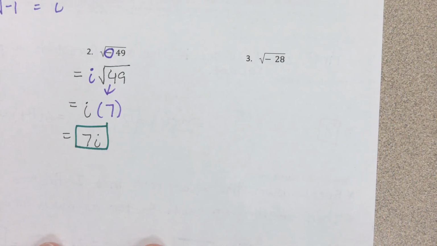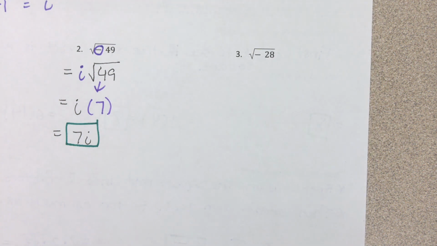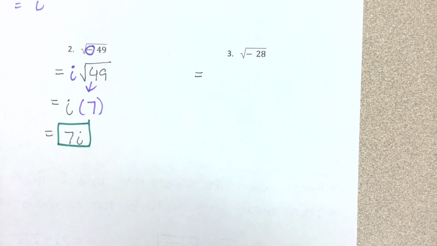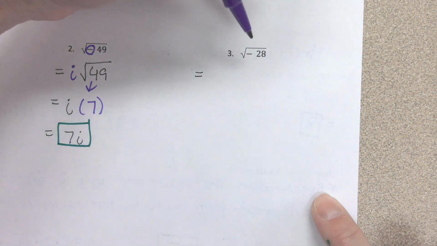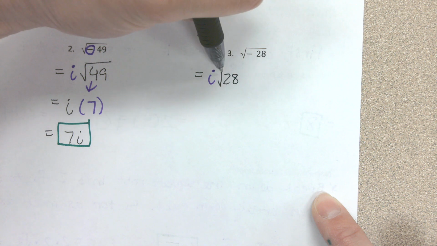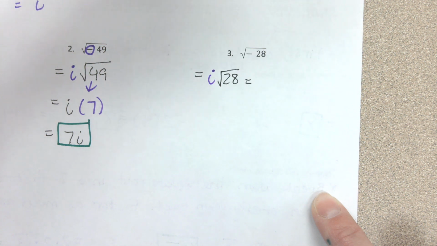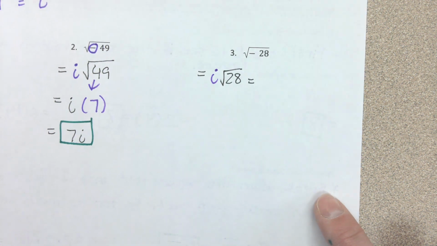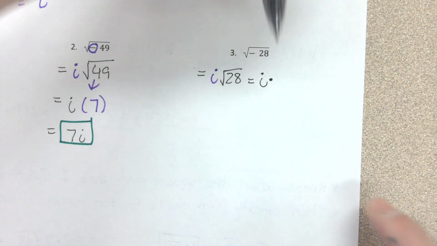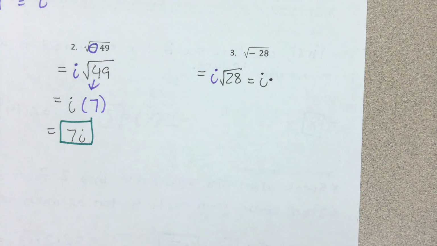Number 3, 28, not a perfect square. Let's take a look at that. Whenever you go to start these problems, first thing you'll do is take the negative out and call it i. If you don't, it's a very easy way to forget the i in your answer. So let's rewrite that as i square root of 28 equals. Then let's set up our answer: I'm going to put that i there, times whatever the square root of 28 becomes, that's going to come after that.